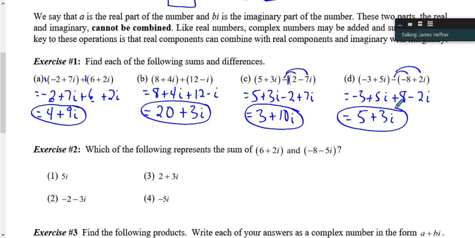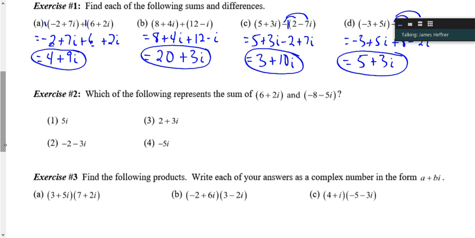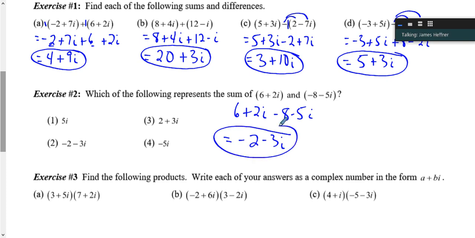You guys do exercise 2 here. They want to know what the sum of 6 plus 2i and -8 minus 5i is. Take a second and do that one. We're adding them, so we don't need to distribute anything but a +1. We'd end up with 6 plus 2i plus -8 minus 5i. So 6 minus 8 would be -2, and then 2i minus 5i. So that's adding and subtracting.